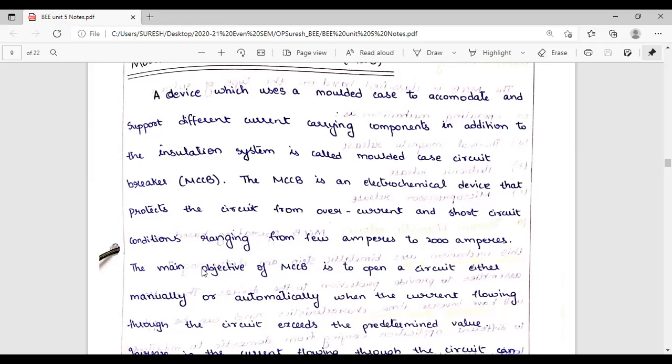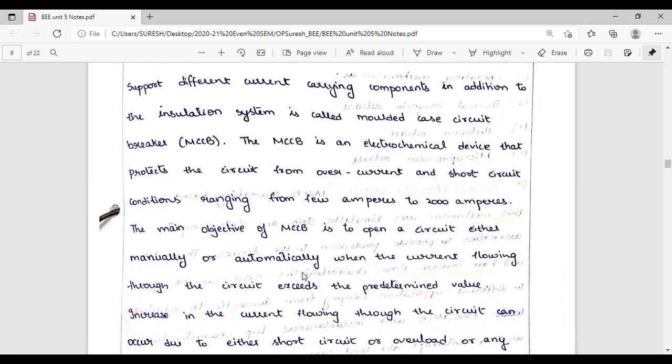Okay. The main objective of MCCB is to open the circuit when there is a fault. When will it open the circuit? When there is overload or short circuit or fault. That's why the main objective of MCCB is to open the circuit either manually or automatically. When will this MCCB open? Read this: when the current flowing through the circuit exceeds the predetermined value.